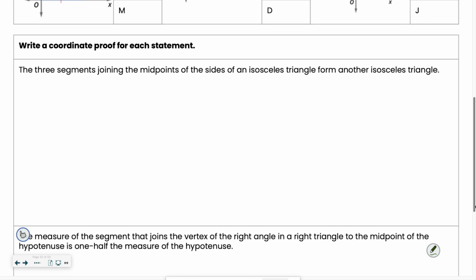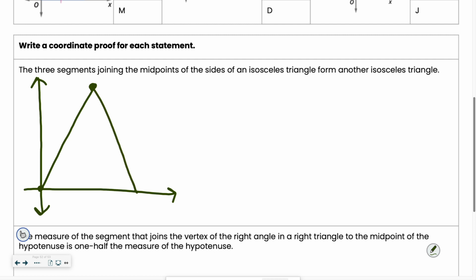So if we look at this one here, folks, I think you should use the same triangle as we did on the first proof in your homework. So you guys can draw that out. Quick sketch of it here. So again, you already drew this isosceles triangle in your homework.